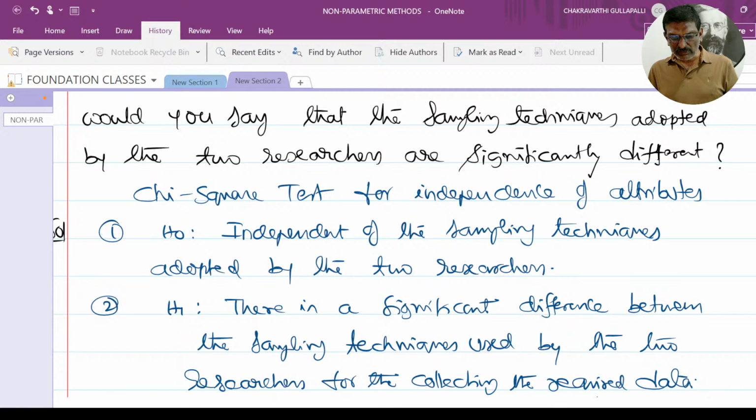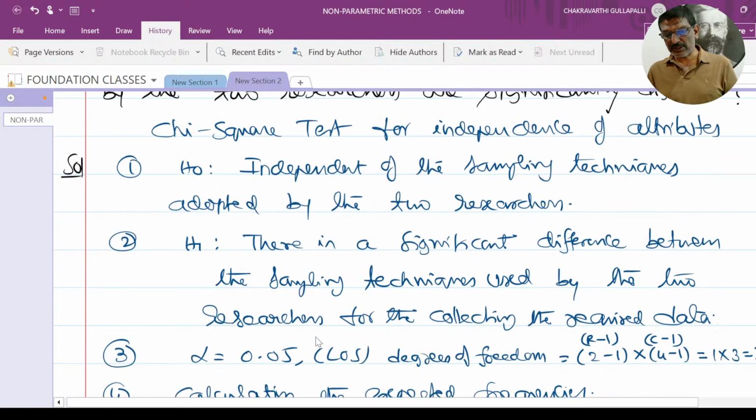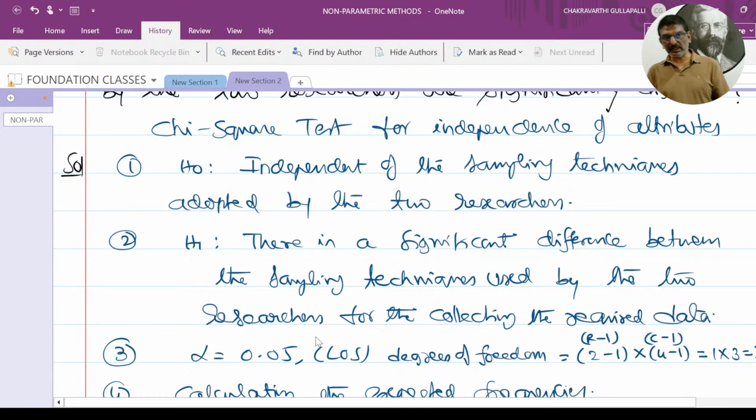So now chi-square test for independence of attributes. So this is the quality purpose. You have to use chi-square test. H0: independent of the sampling techniques adopted by the two researchers. Two researchers' sampling techniques are independent, not the same here. Sampling techniques are not the same as adopted by the two researchers. That is the main H0.